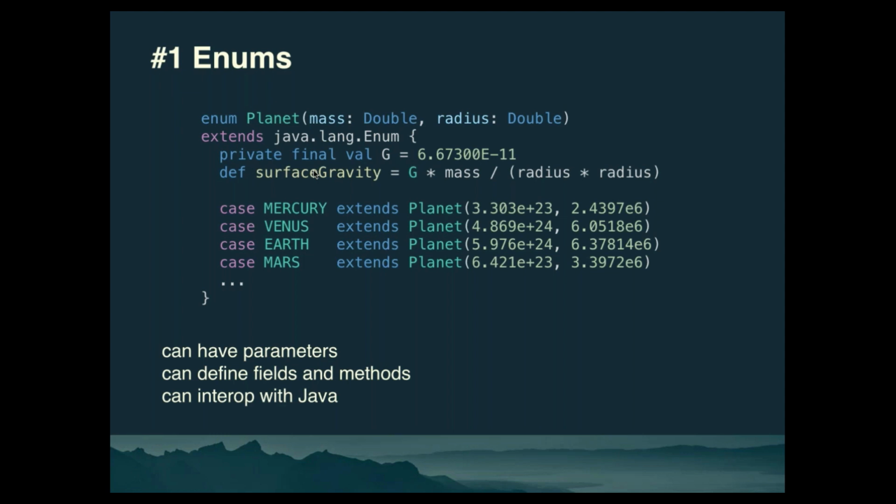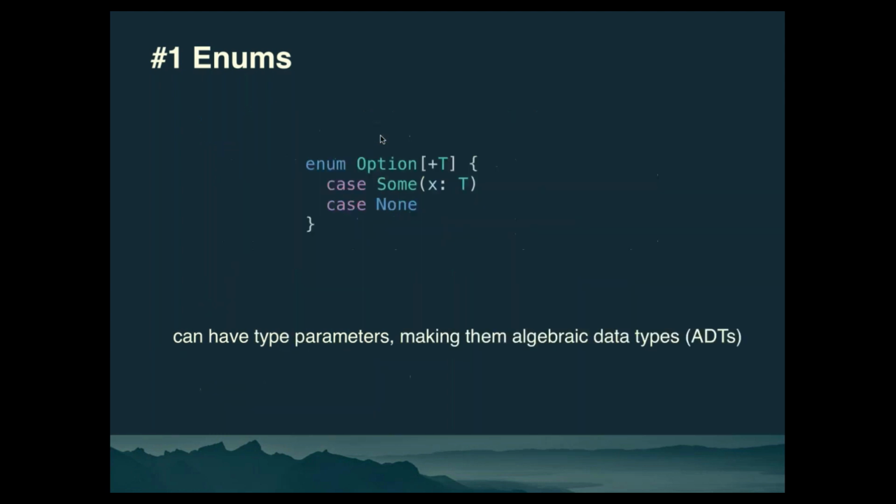And furthermore, enums are also compatible with Java enums. So you can make a Scala enum be a Java enum just by extending java.lang.Enum. In that case, Planet would be a java.lang.Enum that can also be consumed as an enum from Java. But enums actually are more than just Java enums.